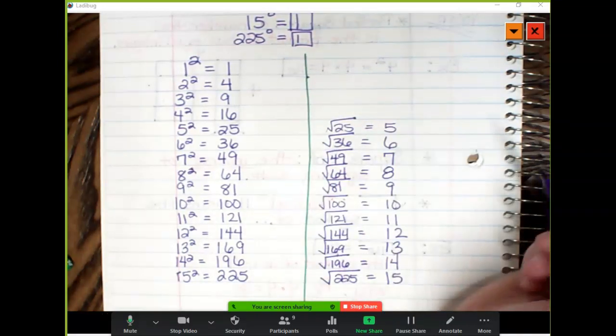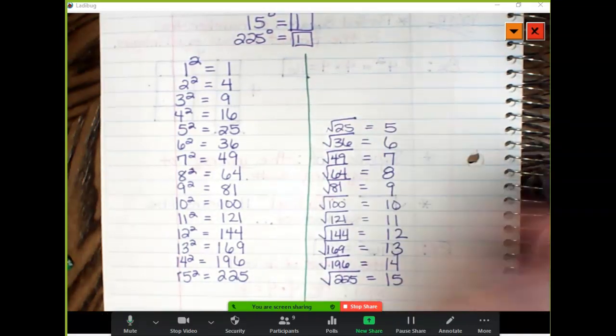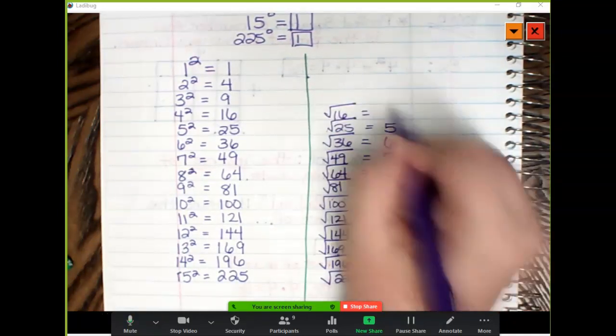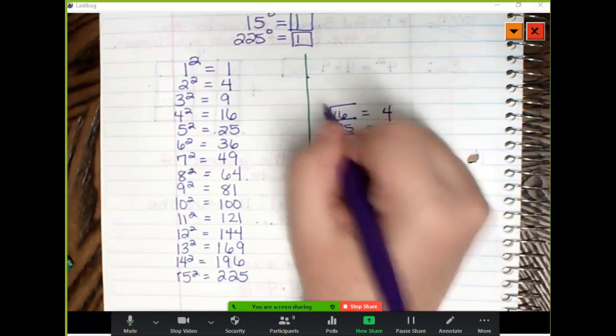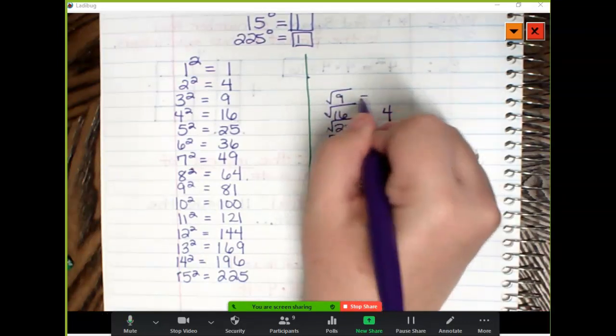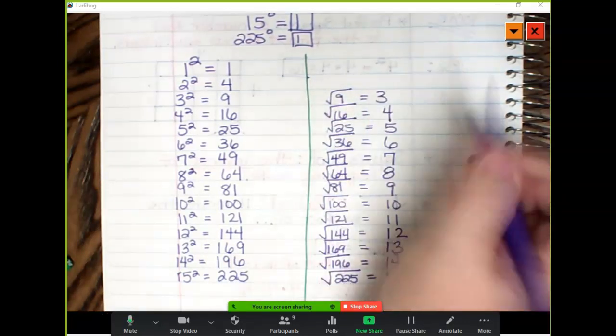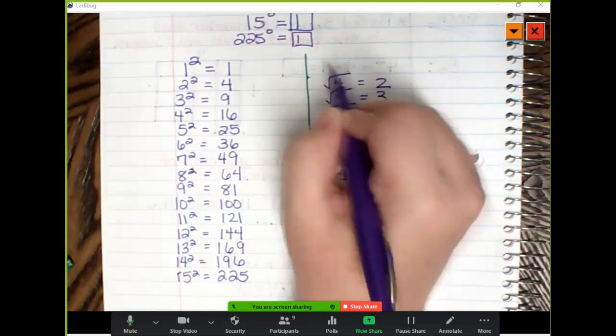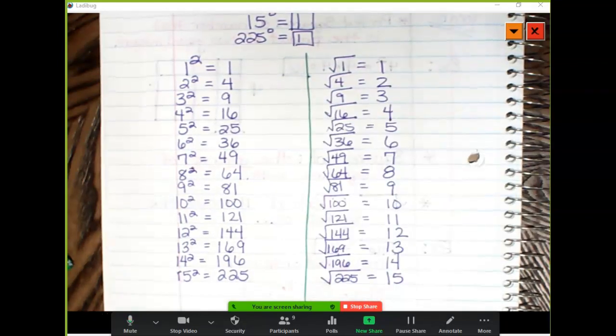All right, we're almost done. We're on the home stretch. Square root of 16. Square root of 9. Yes. Square root of 4. Square root of 1. Bam. We are done. We know our squares and our perfect squares.